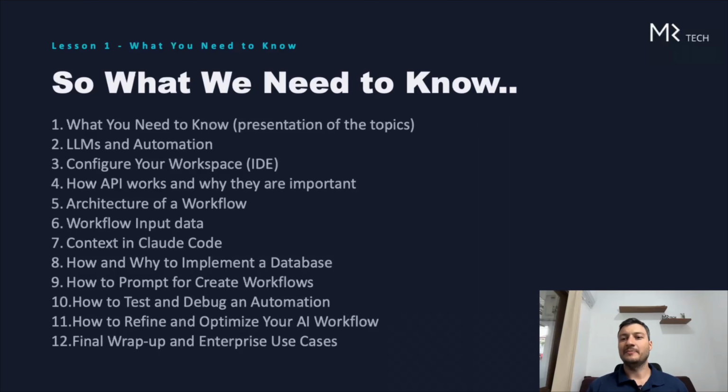To build this system step by step, we are going to cover 12 essential building blocks. And the first one is what we are looking at now, and in particular it's just to be aware of what we need to learn in order to build these kinds of systems. The second is about LLMs and automation basics. So we just see what they are, why they are important, and how they combine together, and which is the advantage of using them together.